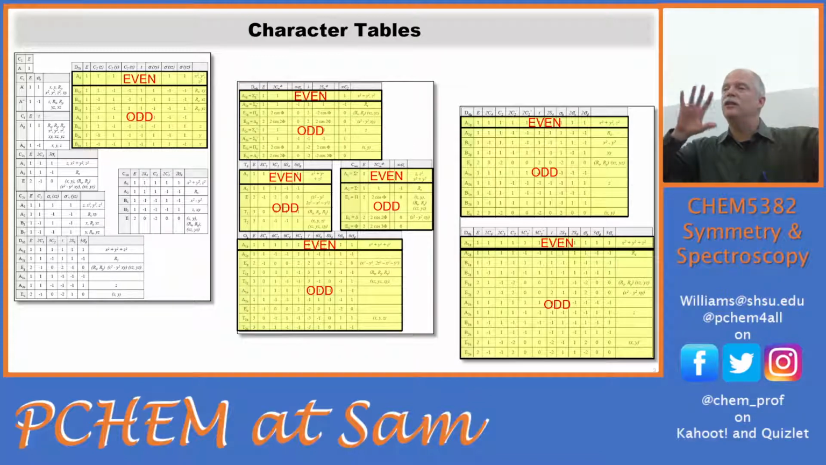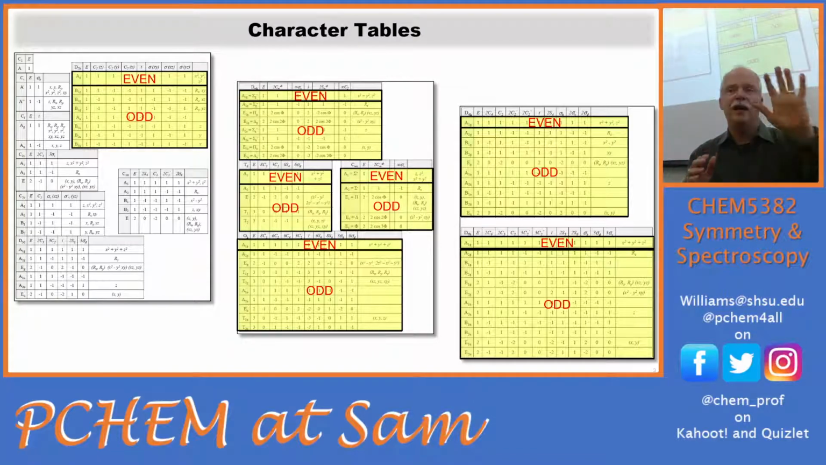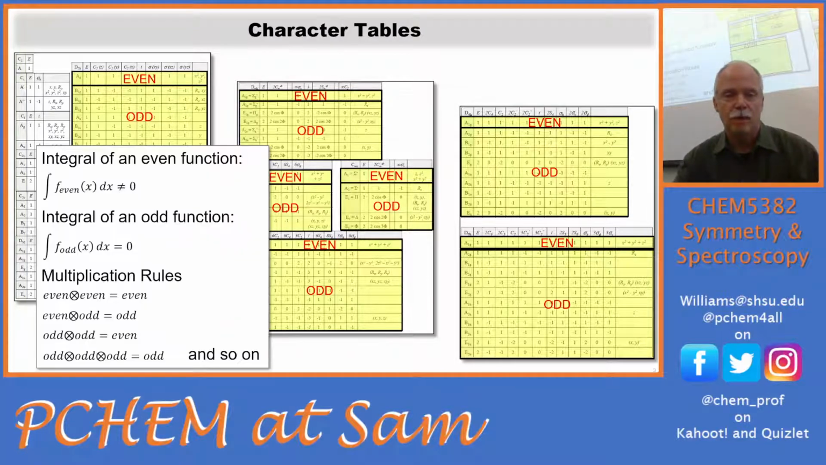So after we do these direct products of our wave functions, our light operators, and our other wave functions, if we don't have a result that contains the top row, sometimes it's a sum of several symmetries, if one of those is not the top row, then the integral is equal to 0, and the transition is forbidden. Make sense? Okay. Because again, this definition, the integral of an even function is non-zero, the integral of an odd function is 0. And then we use those multiplication rules.